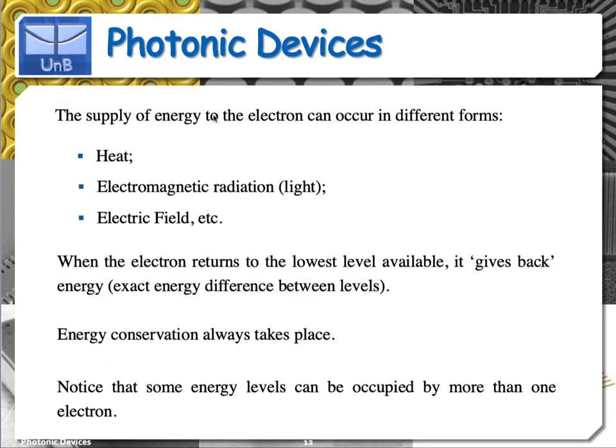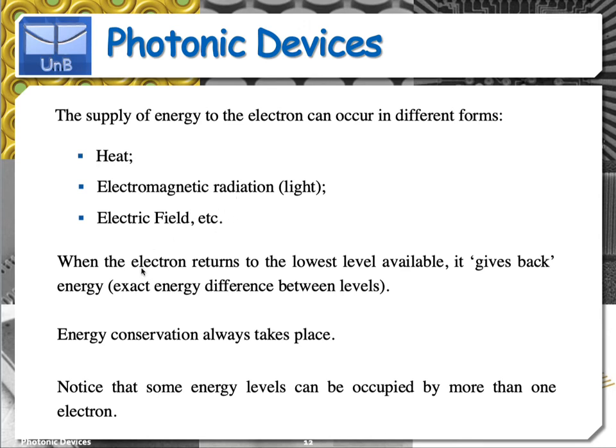This energy given to the electron can be supplied in different forms. It could be energy given as heat, or thermal energy, or electromagnetic radiation. For example, if you impinge light onto the atom, it could perhaps absorb light. An electron could rise from the ground state up to an excited level, or it could be supplied by an electrostatic field, etc.